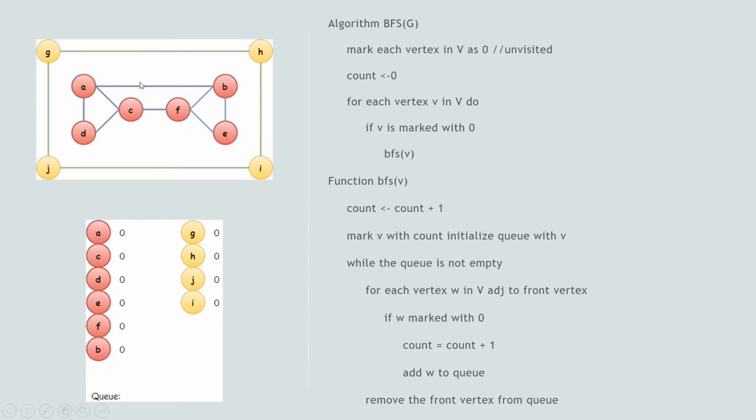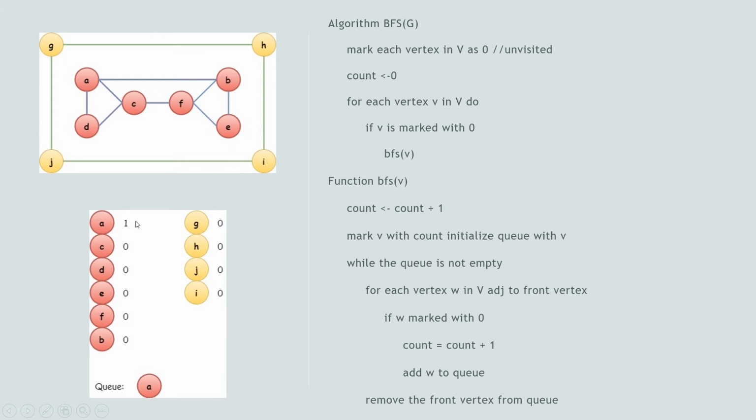For example, we start with vertex A, which is marked as 0, so we call the breadth-first search function for A. The function gets called and increments the counter by 1. Now the counter becomes 1. Then we mark the vertex A with the counter value, which means A now becomes 1. After that, we add vertex A into Q. It is also shown inside this algorithm. So we mark A with the counter, initialize the queue with A, while the queue is not empty.